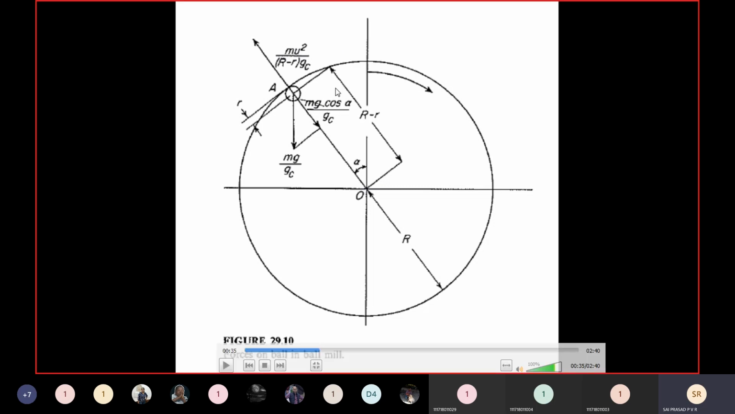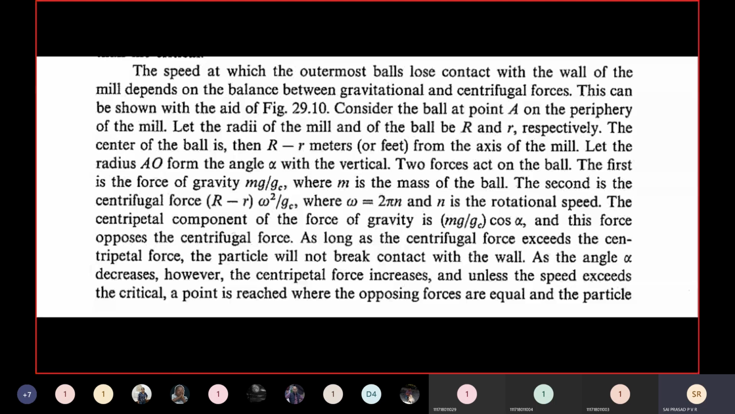So now at this point what will happen? This value should be more and this value should be less. Then the particle breaks the contact and falls down. Okay, so this is about this diagram. So this can be shown with the aid of the diagram which we have seen just now.